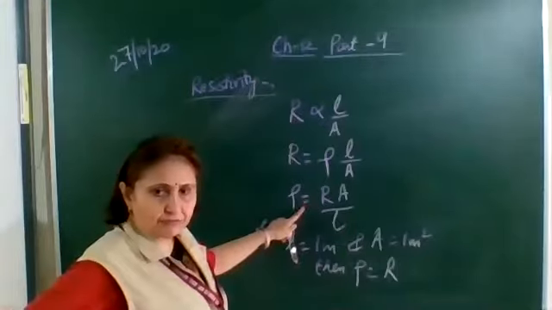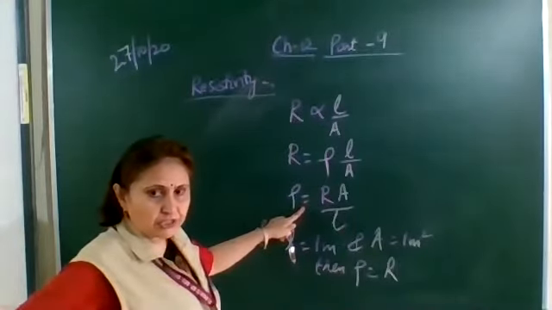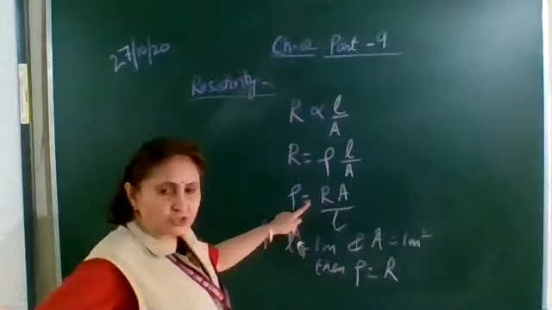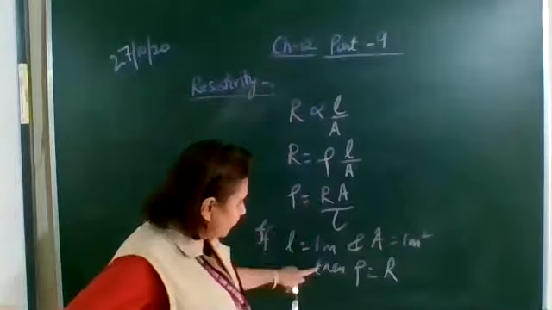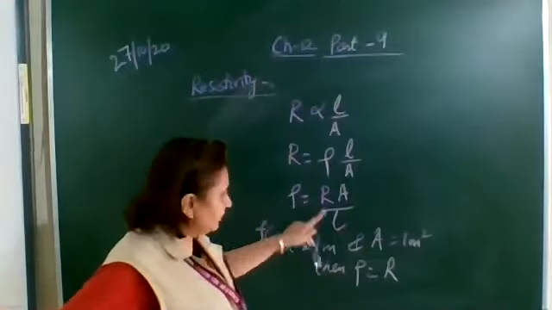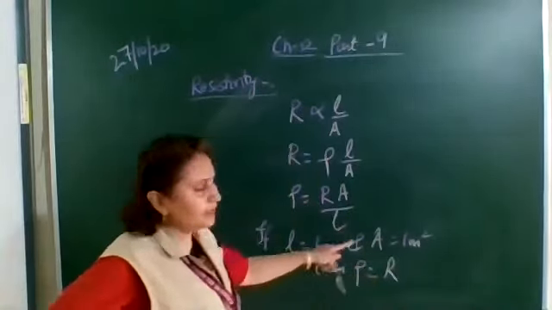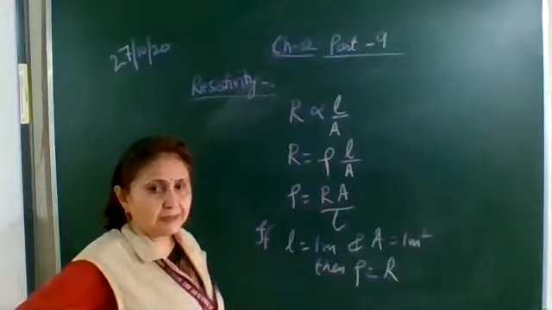So resistivity is defined from this formula. First we'll write the formula. I have given the conversion yesterday only. So the answer to define resistivity: resistance of a conductor of unit length and unit cross-sectional area.